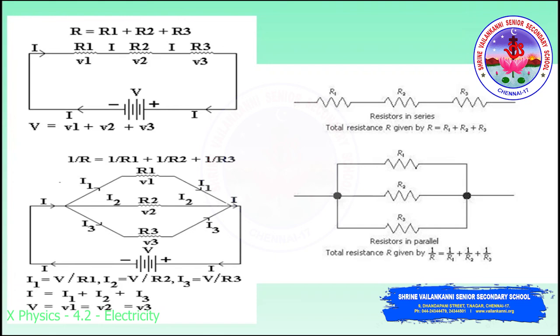Then we got 1 by Rp equals 1 by R1 plus 1 by R2 plus 1 by R3. We can use this for our numerical problems.